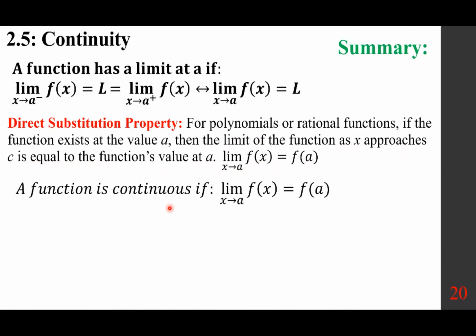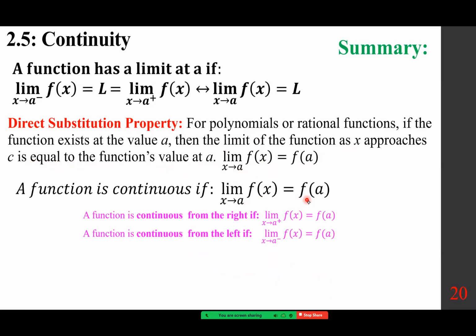A function is continuous if the limit of f of x as x approaches a equals f of a. A function is continuous from the right if the limit of f of x as x approaches a from the right is equal to f of a, and it is continuous from the left if the limit of f of x as x approaches a from the left is f of a.